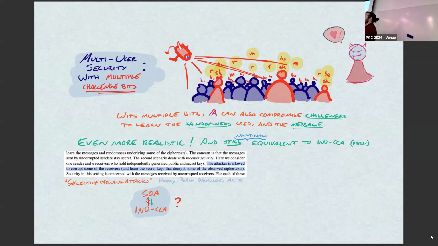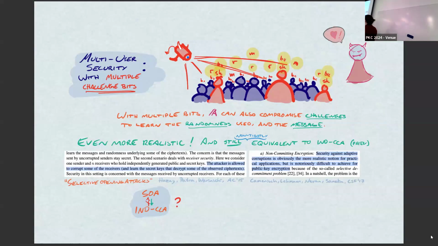And so at this point, we're scratching our heads, like, what is going on here? I thought we had just shown that you can do arbitrary openings and still have polynomial equivalence to good old NCCA, and here, you do a small difference in the way you choose to model this, and you get a super polynomial separation. Okay, and then we started looking at some other unrelated notions, again, called non-committing encryption. Here, the highlighted part says security against adaptive corruptions is obviously the more realistic notion for practical applications. And by adaptive corruptions, again, we're talking about exactly the same thing.